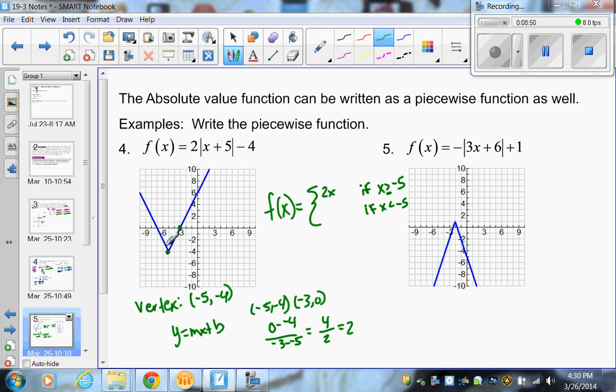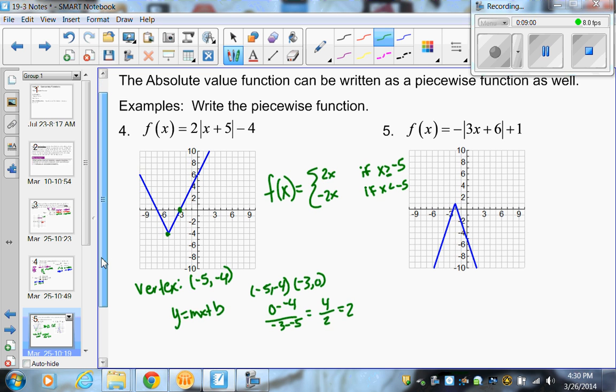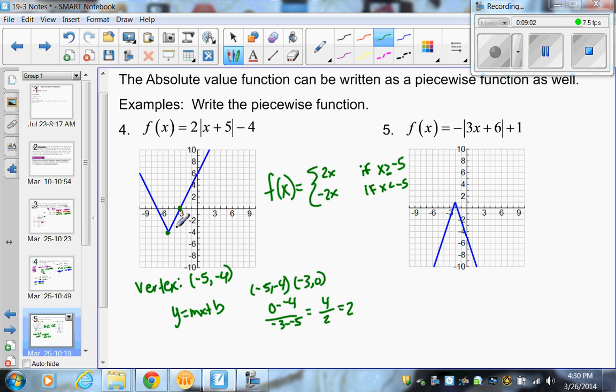Automatically, that means the left side has to be the opposite slope. So if this is a +2, the other one has to be a -2, and this is because this is an absolute value function. Okay, the next step is to find our y-intercepts. It's easy to find on the right-hand side because I can tell that it crosses at 6. So this is just 2x plus 6.